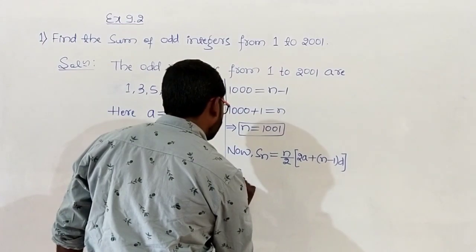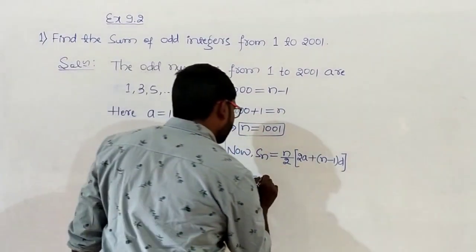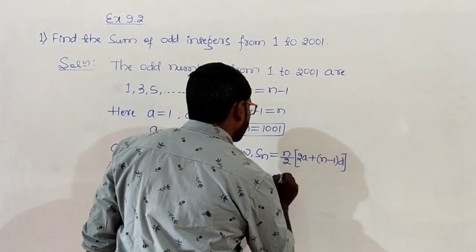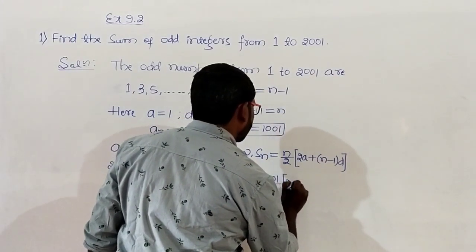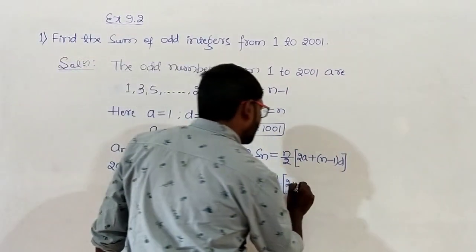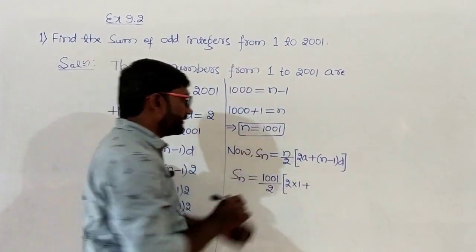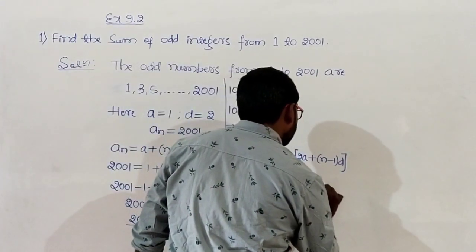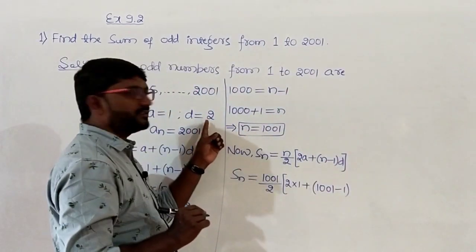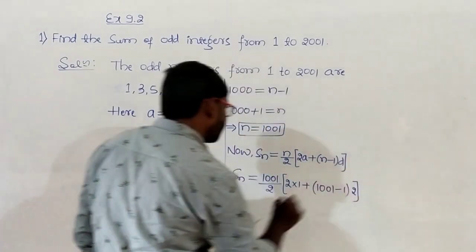Sn is equal to n by 2, that is 1001 by 2, then into the bracket 2a. What is a here? The first term is 1. So 2 into 1 plus n, the value we found out, is 1001. So 1001 minus 1 into d. d is 2. So it is 2. Then simplify this.